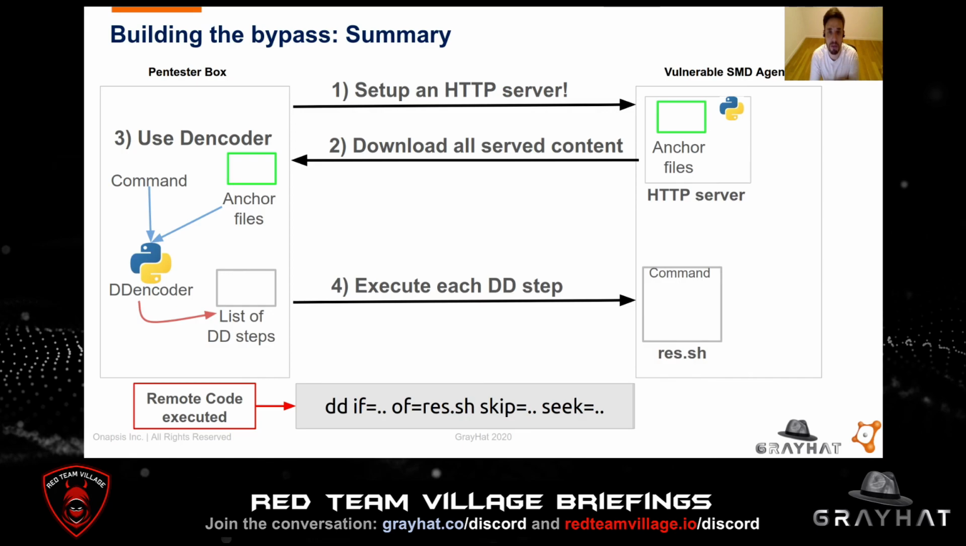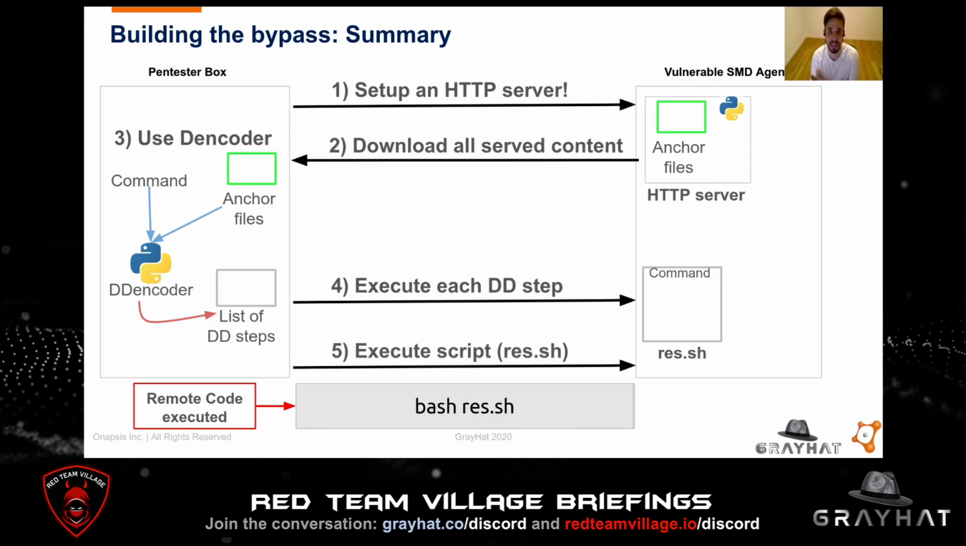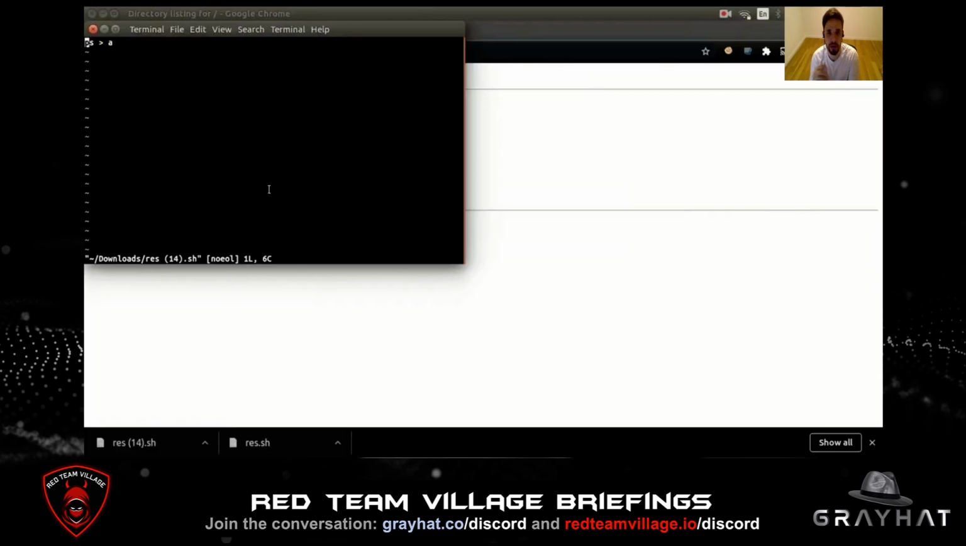The fourth step will be to execute each of those DD steps in order to finally create that output file, which is called rest.sh. And the final step will be, okay, now let's execute that script, and we are going to have a full remote code execution.